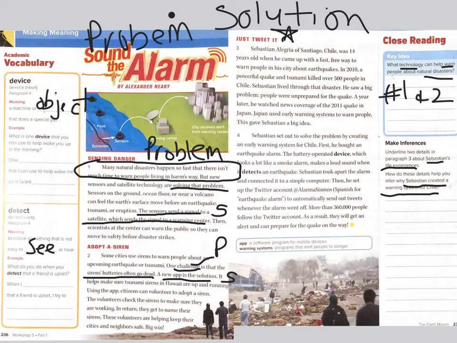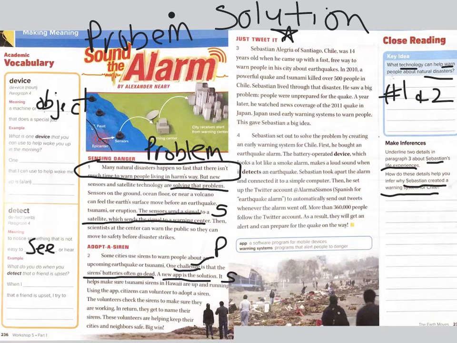Sebastian Algera of Santiago, Chile, was 14 years old when he came up with a fast, free way to warn people in the city about earthquakes. In 2010, a powerful quake and tsunami killed over 500 people in Chile. Sebastian lived through that disaster. He saw a big problem. People were unprepared for the quake.